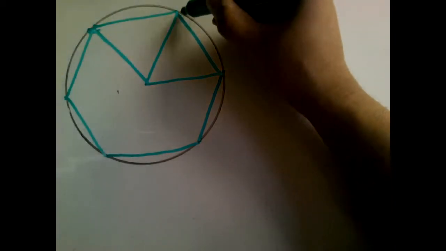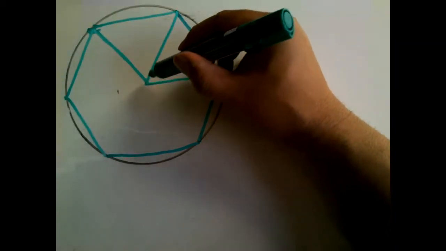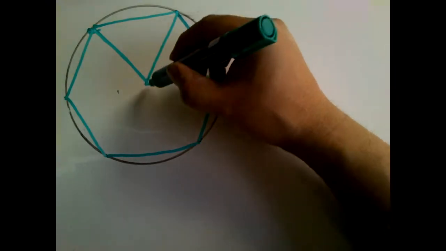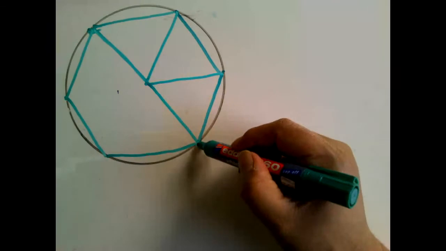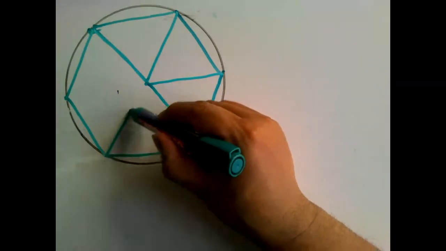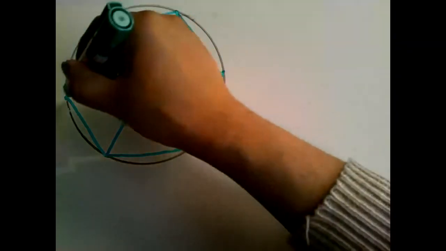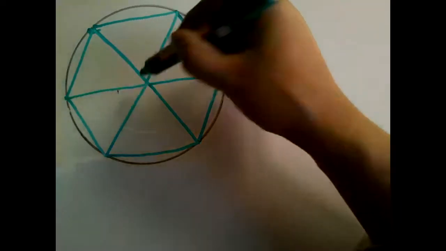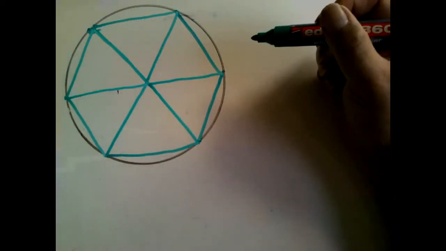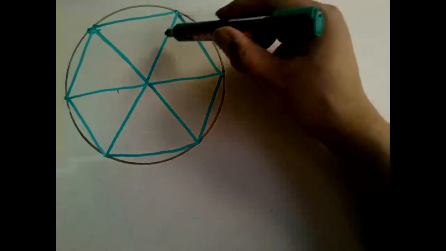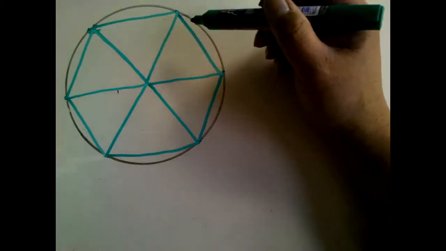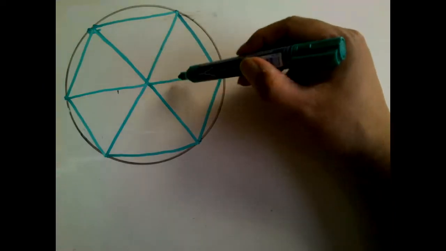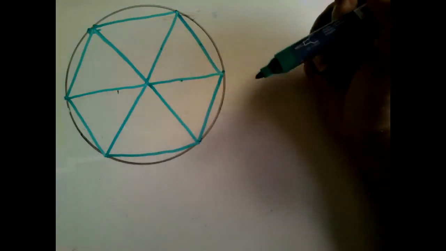all the triangles form. If you draw a line from the center all the way to one of these edges that touch the circle, all the triangles that are formed are essentially equilateral. So this means that in an equilateral triangle, this side and this side and this side are all the same.